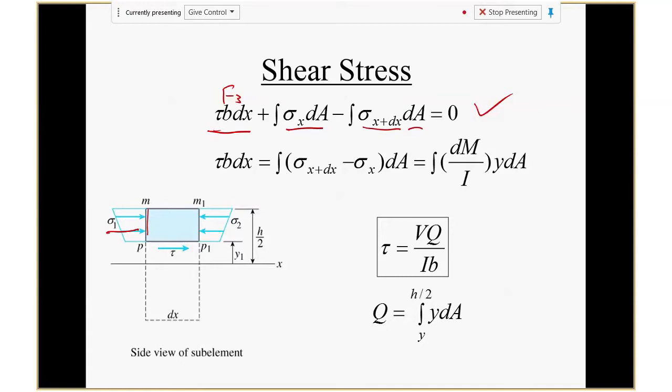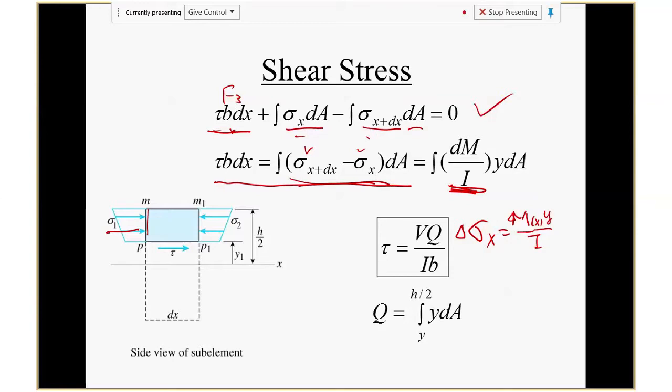You just plug in the equations. We combine these two terms together, you get this equation. And then I move this one to the other side, so I get this equation: tau equals that. Now, because I know the equation for sigma at this location and sigma at this location, I combine them and get this equation. Remember, sigma x equals M at location x times y over I. So this difference will be the moment difference. Therefore, delta sigma x will be delta M, and that's this equation.